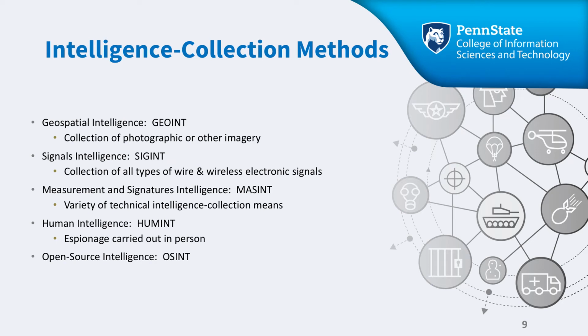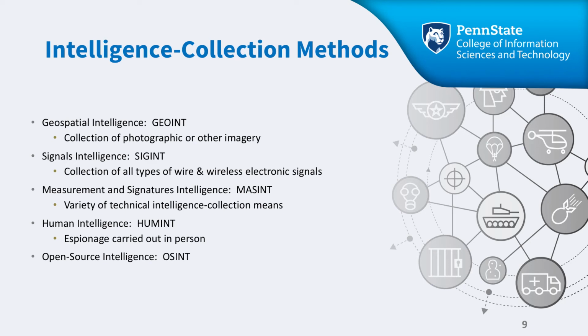There's a type of collection called measurement and signatures intelligence, MASINT. This is a variety of scientific, technical intelligence collection means. Of course, there is old-fashioned human intelligence, or HUMINT. This is espionage carried out in person by human beings. And then finally, a relatively new addition to the world of intelligence collection, open source intelligence, or OSINT.